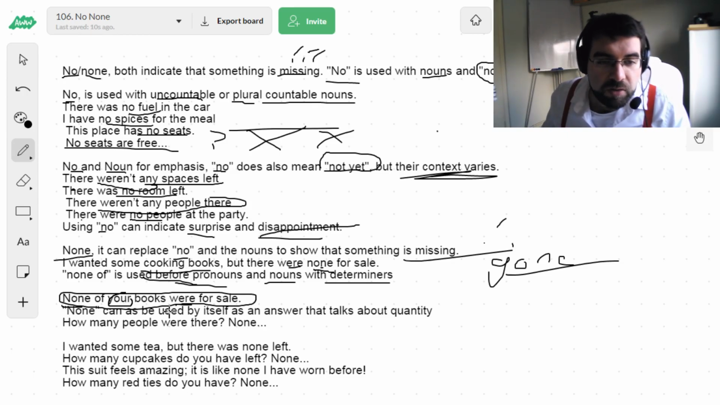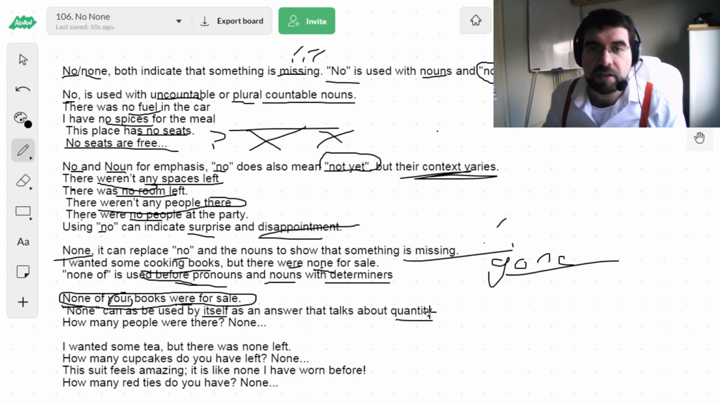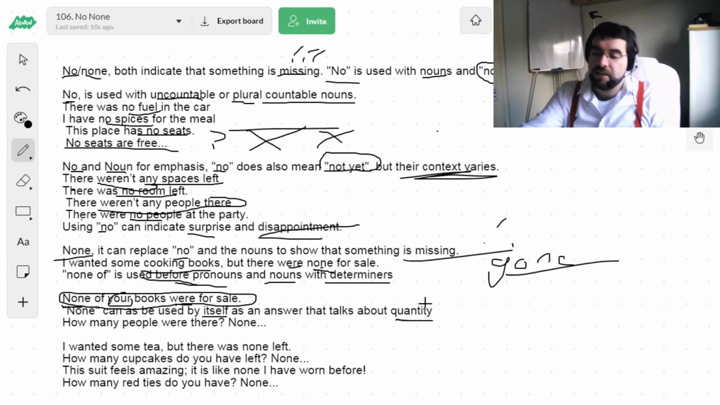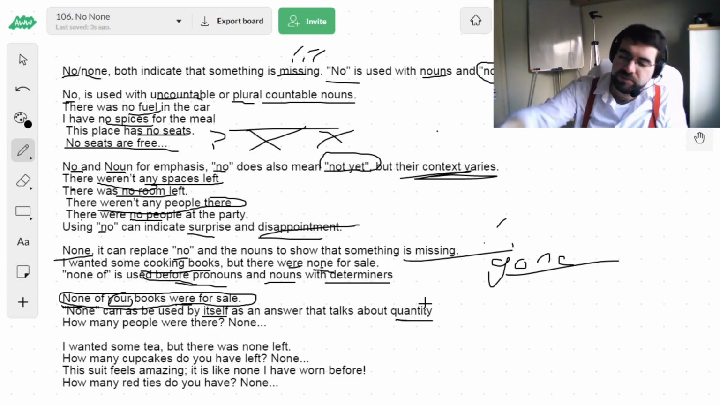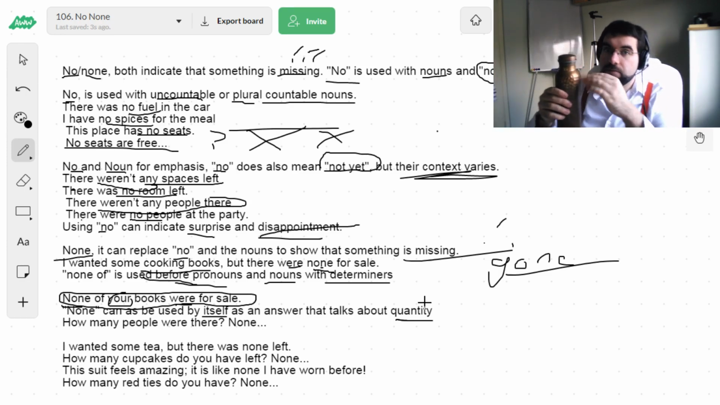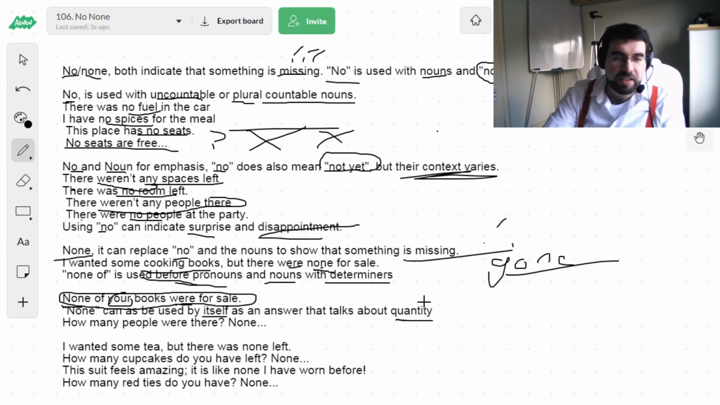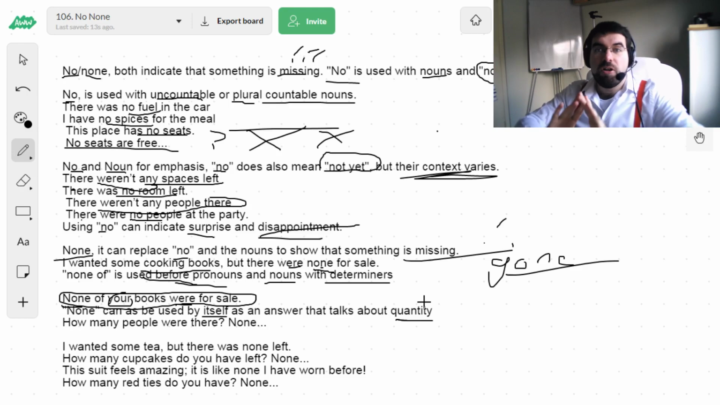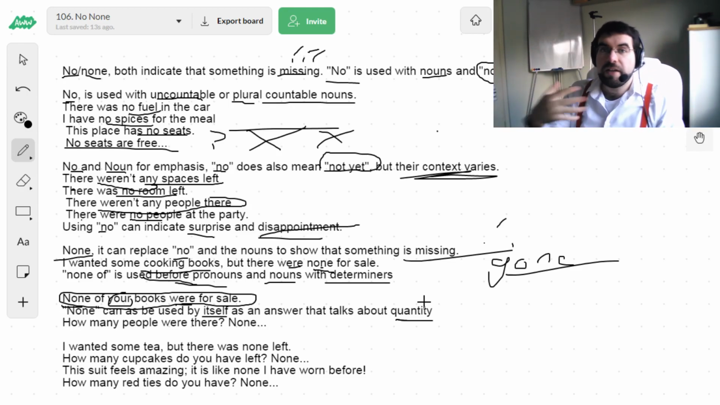None can be used by itself as an answer that talks about quantity. Now, quantity is how many? Like a little bit, or a lot? So you could say, how many people were at the party? None. No one. No one I knew was at the party. There were people there, but I don't know any of these people. I don't know who they are.